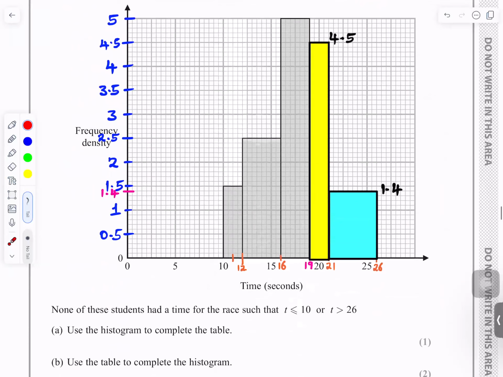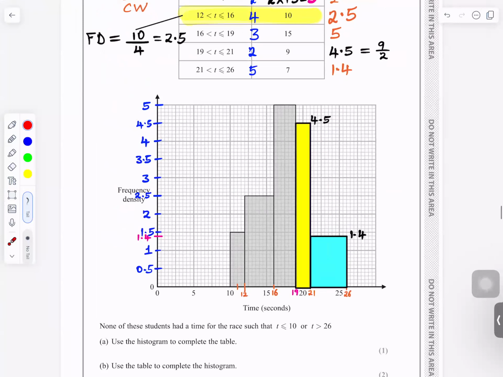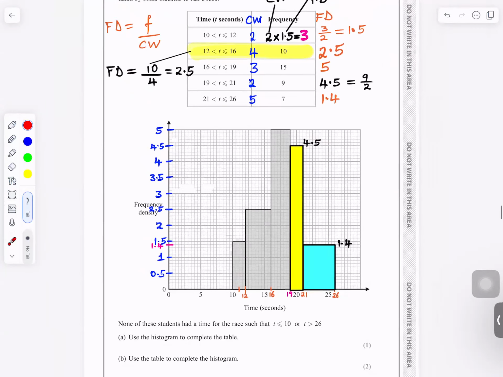Now part B says use the table to complete the histogram. So in the table, let's look at 19. We need to complete the histogram. Let's look at 19 to 21. 21 take away 19 is 2. So the class width is 2. Now we need to find the frequency density. Frequency density is frequency divided by class width. 9 divided by 2, that gives us 4.5. So it goes up to 4.5.